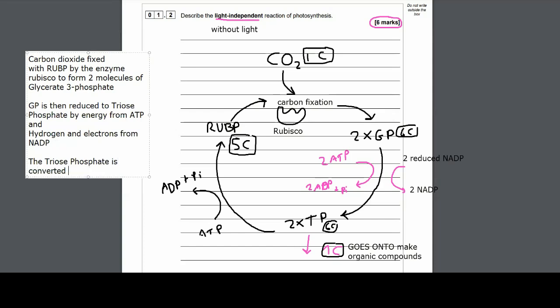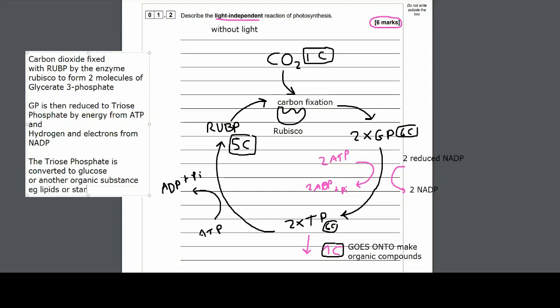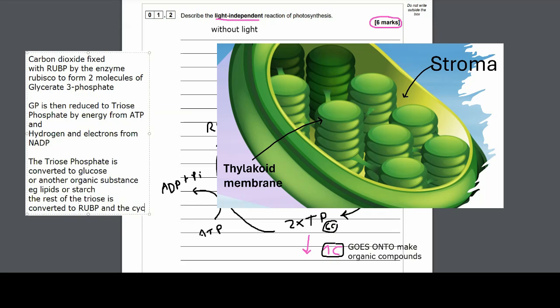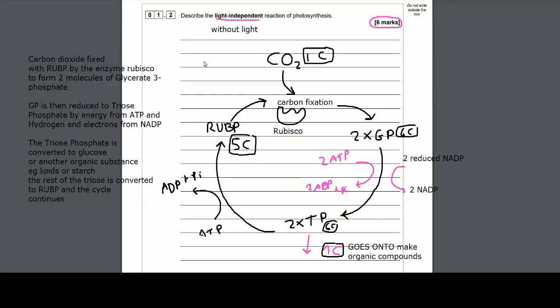Okay, the triose phosphate. Also, the light independent reaction, which doesn't require light, is also known as the Calvin cycle. So you may see it written as the Calvin cycle in places. So that's its alternative name. And you need to know where this reaction takes place. The light independent reaction takes place in the stroma of the chloroplast. So this reaction doesn't take place in the thylakoid membrane because that is where the light-dependent reaction takes place.